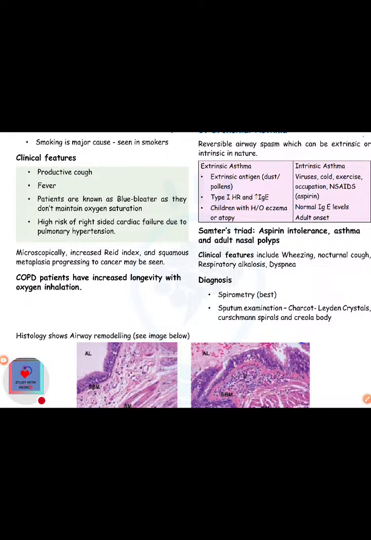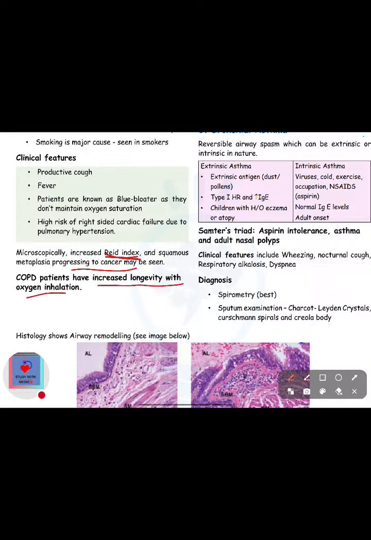These patients are known as blue bloaters as they don't maintain oxygen saturation. Their oxygen saturation is decreased because of the whole inflammation, so oxygen cannot reach the alveoli and cannot diffuse from the alveoli into the blood. There is a high risk of right-sided cardiac failure due to pulmonary hypertension. Microscopically, there is an increased Reid index. Reid index is very important, and squamous metaplasia progressing to cancer may be seen. COPD patients have increased longevity with oxygen inhalation.